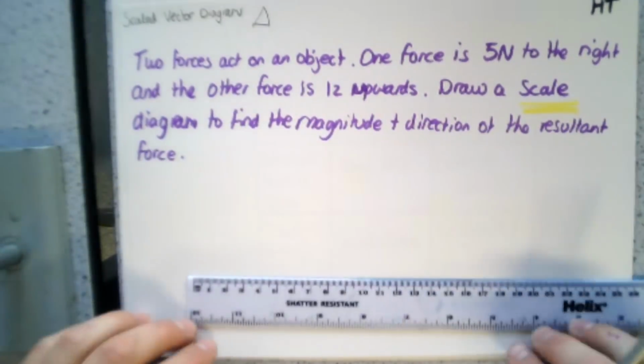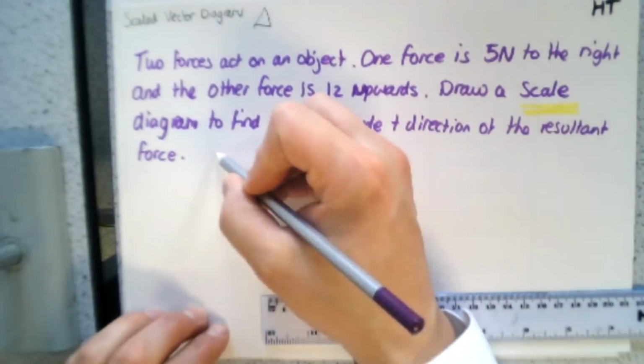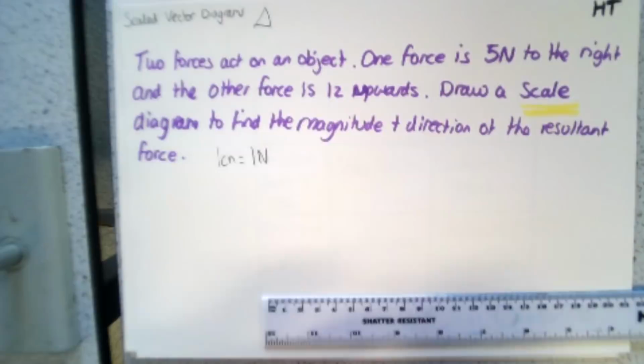So first of all, I'm going to do my horizontal force to the right, and I'm going to use a scale of 1 centimetre equals 1 newton. Now, a little bit of advice, just to cover you in the exam, write down the scale you're using, because then the examiner knows exactly what you're doing.